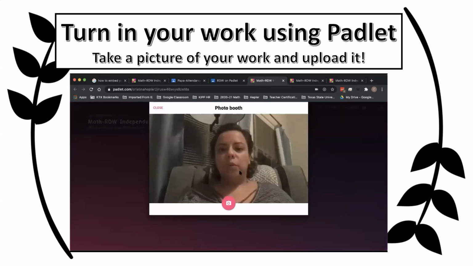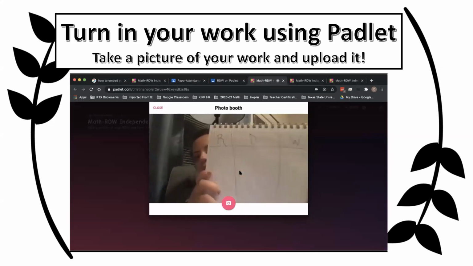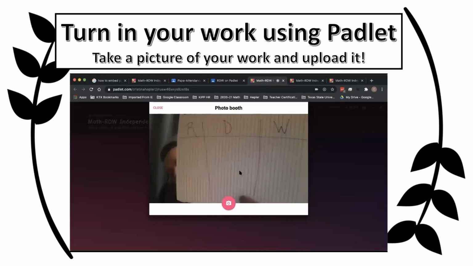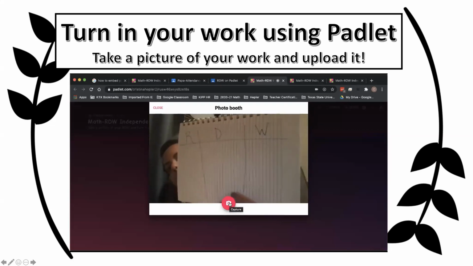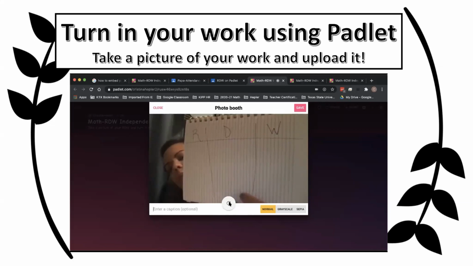The camera will begin, and then you're going to make sure you only take a picture of your work. Make sure all of your work is seen here so Mrs. Hepler can see your work. There we go. That looks pretty good. And then you can take a picture of it. Make sure that all of it shows. Show all of your work. Click on the camera. 3, 2, 1. Your face can come up. That's fine, just like mine did, sort of. And then you just hit save.